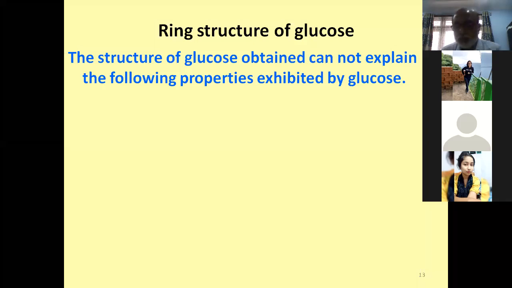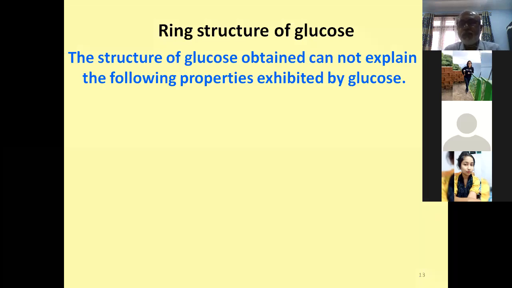I think you have done your UV-visible and IR spectrum. Have you done? Yes or no? Okay. What information do we get from an IR, infrared, spectrum? About the functional groups present. Yes, functional groups present. And here what do we find?